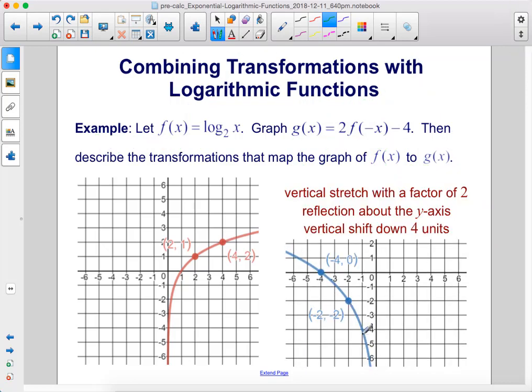Here is a much nicer looking drawing of the graph. It has a vertical stretch with a factor of 2, a reflection about the y-axis, and a vertical shift down 4 units.